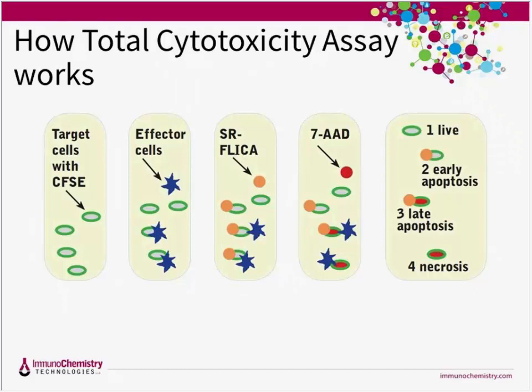Finally, you'll run your various controls, and then you'll use flow cytometry to quantify 4 populations of target cells within your sample. The 4 populations this kit is able to detect are live cells, early apoptotic cells, late apoptotic cells, and necrotic cells.